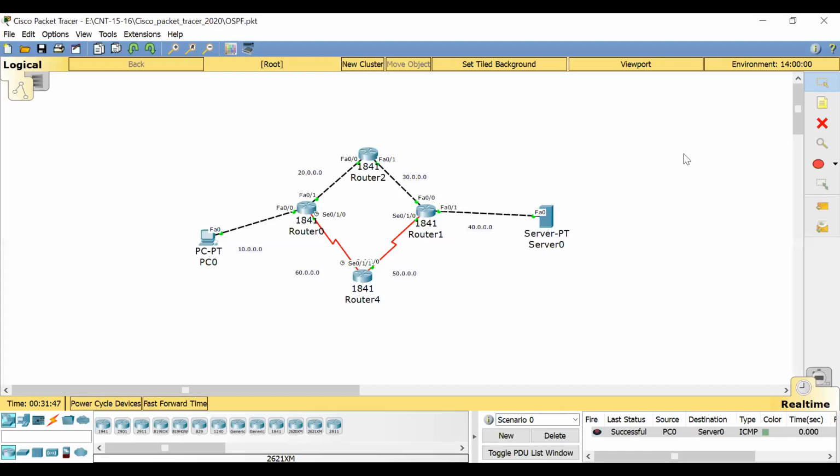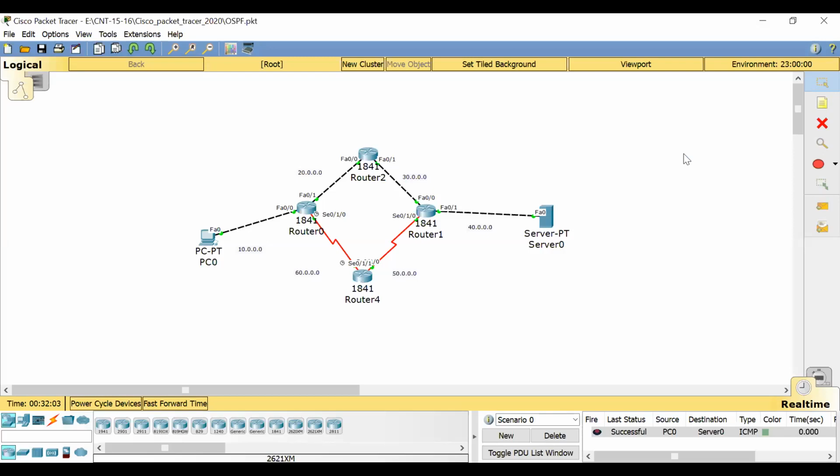OSPF is Open Shortest Path First. That's an intra-domain routing protocol which works within an autonomous system. Autonomous system, everybody is aware of that. An autonomous system is a system which is managed by a single administrator.